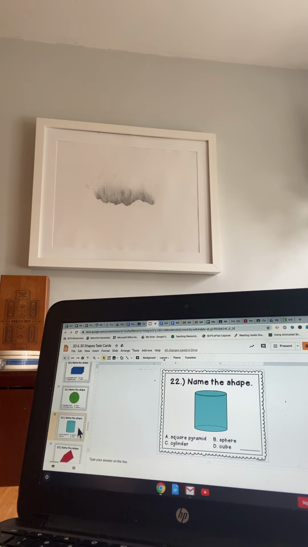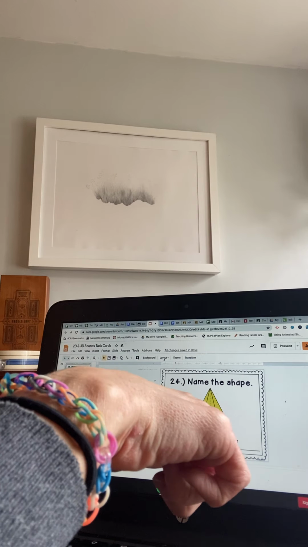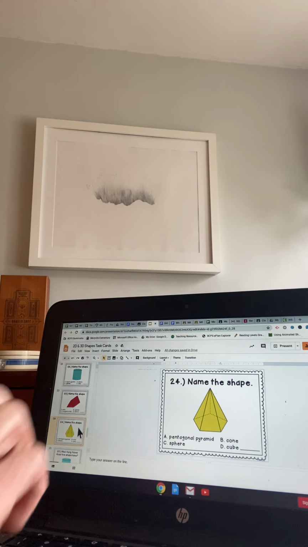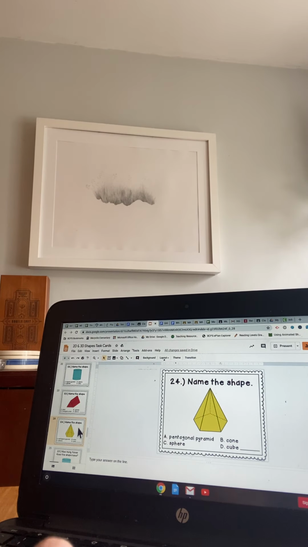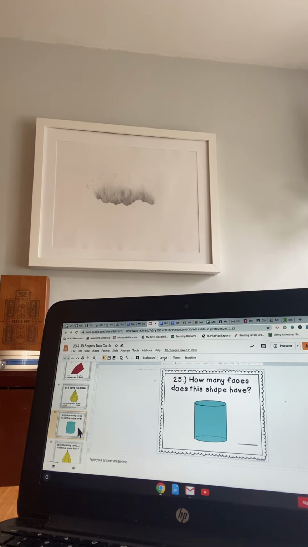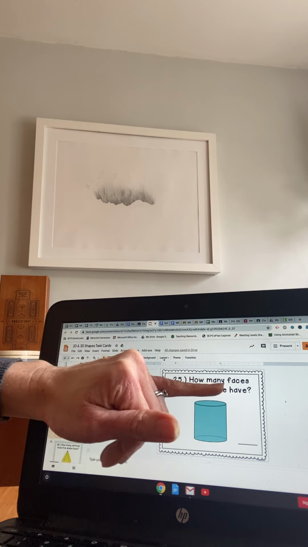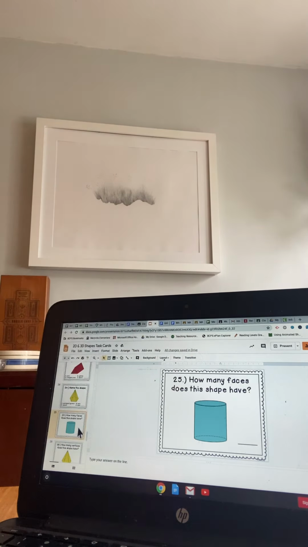23 says, name this shape. Okay, this one is a triangular prism, because they used a triangle to make the 3D shape. Name this shape. This one is called a pentagonal prism because they used a pentagon as the base and then they pull the lines up to make a pyramid. So pentagonal pyramid, sorry. This one wants to know how many faces does this shape have. So a face is a flat surface. So it has 1, 2. The rest of it is curved.